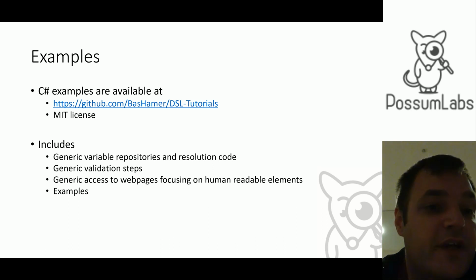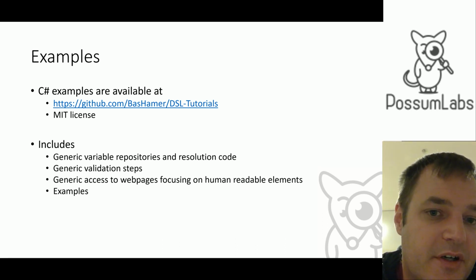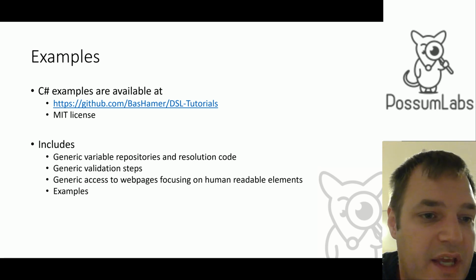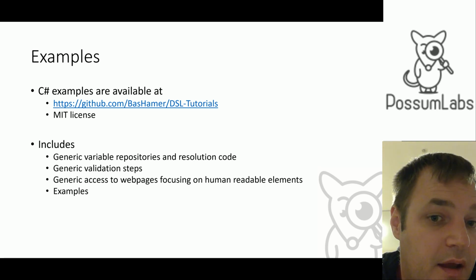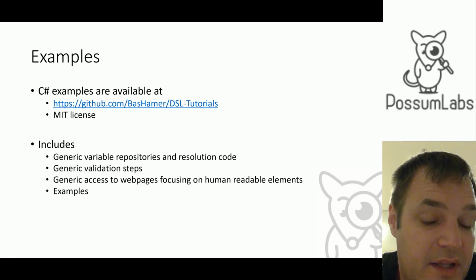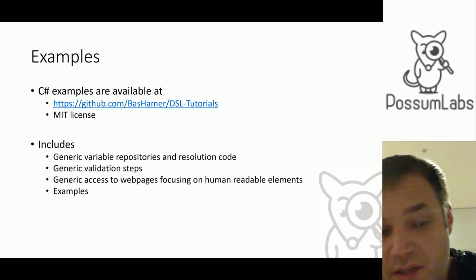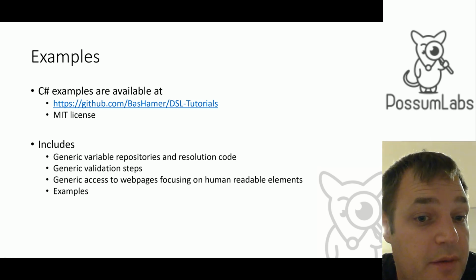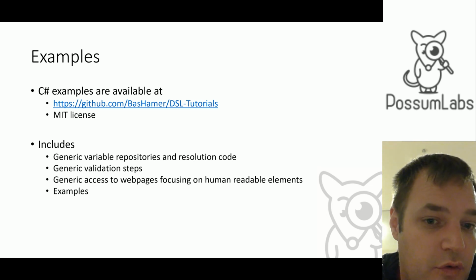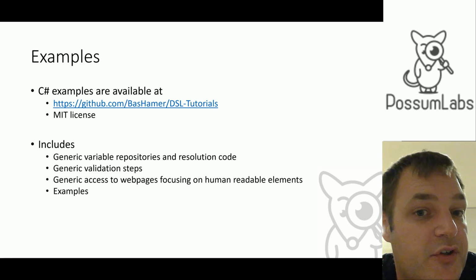So the actual code for this is available on GitHub. It's Bosshammer/DSL Tutorials. It's in the MIT license. What it includes is generic variable repositories and the resolution codes. This handles all of your reflection for you. It has some of these generic validation steps you saw. It has the test cases you saw in the presentation. It has generic access for web pages that focus on the human readable elements and a whole bunch of examples.